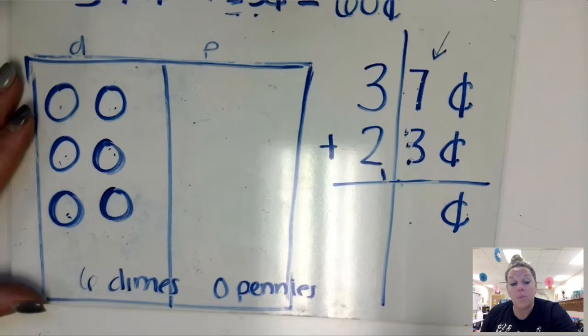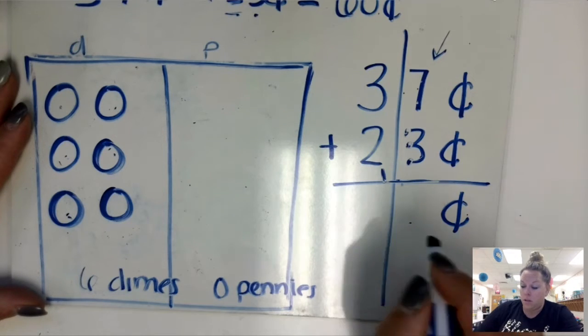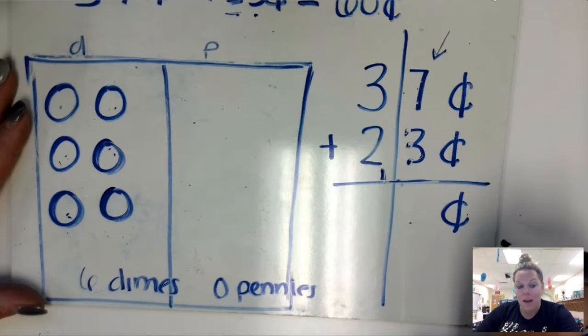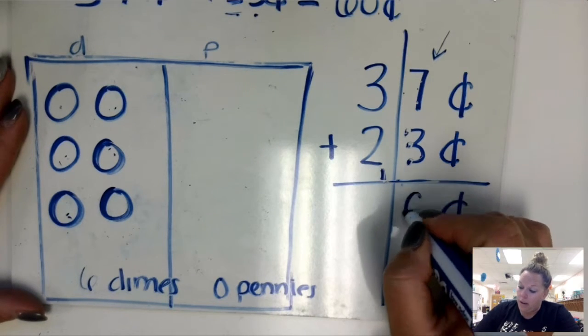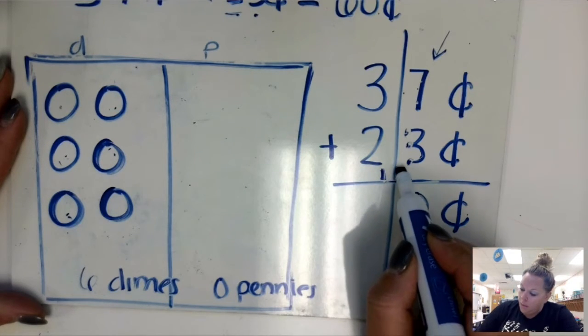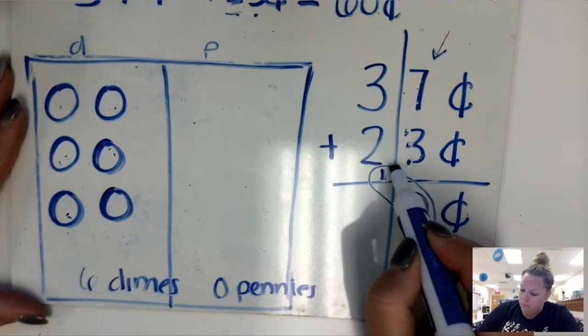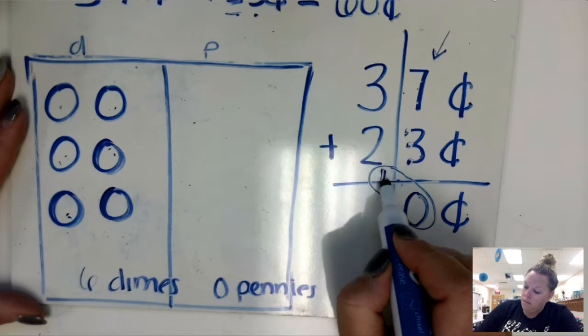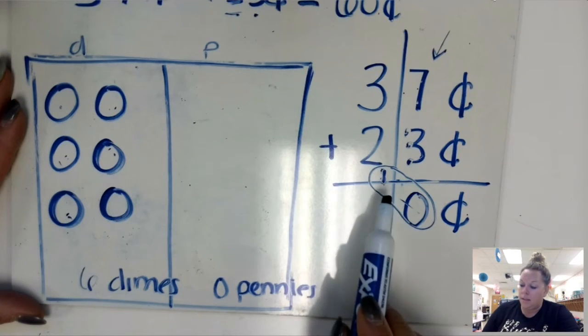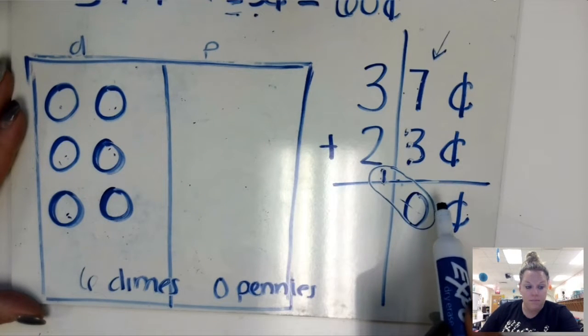This shows that we traded 10 pennies. This shows the dime that we traded the 10 pennies for. And we didn't have any pennies left. So we're going to write a 0 in the pennies column to show that we don't have any pennies left. Now I want you to notice something. You can see that I have the number 10 here, don't I? We can see that this was 10 pennies.